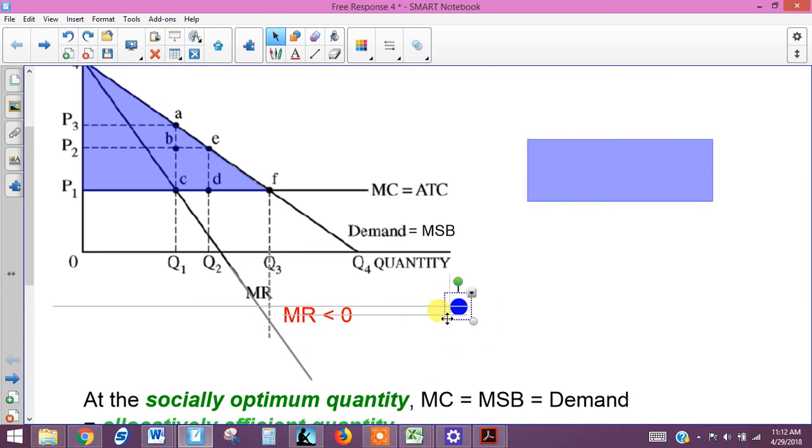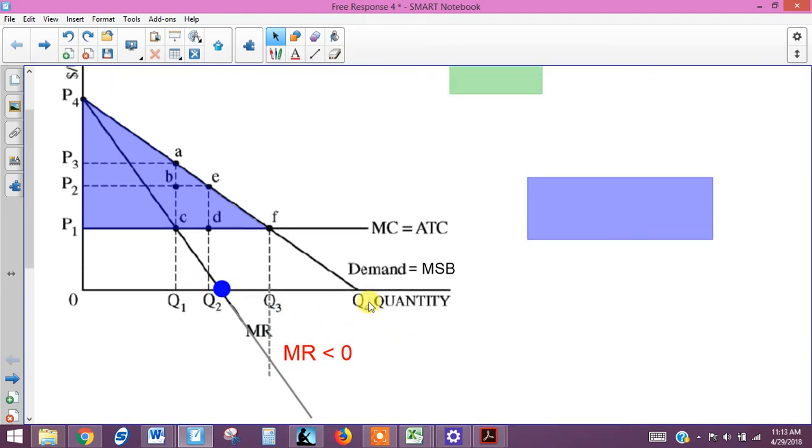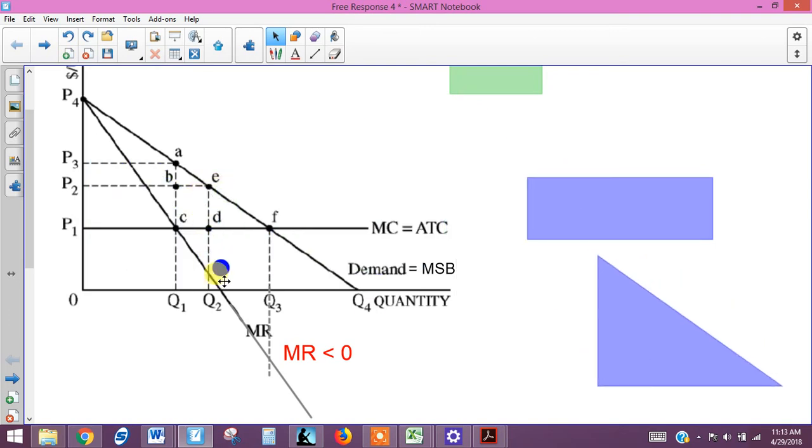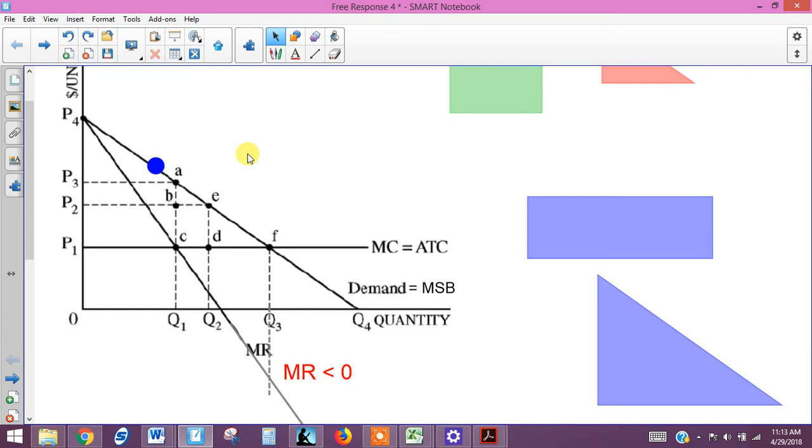Okay, good. If we were here, where marginal revenue equals zero, at this point right here on the demand curve, this is unit elastic, or an elasticity of 1, right here where marginal revenue equals 0. Anything from here up, the demand curve is elastic, because elasticity is more than 1.